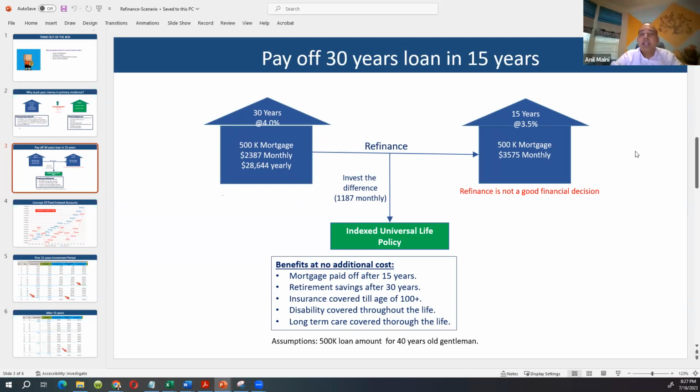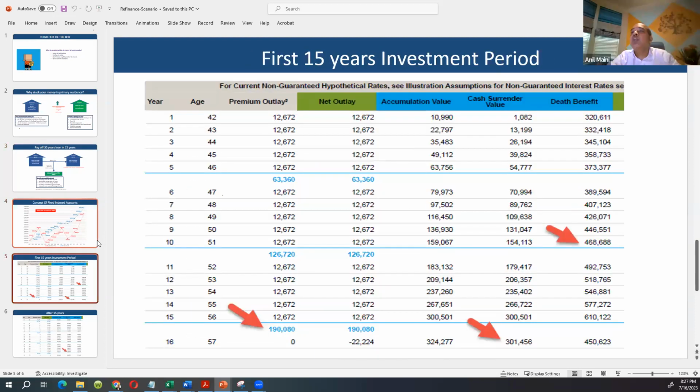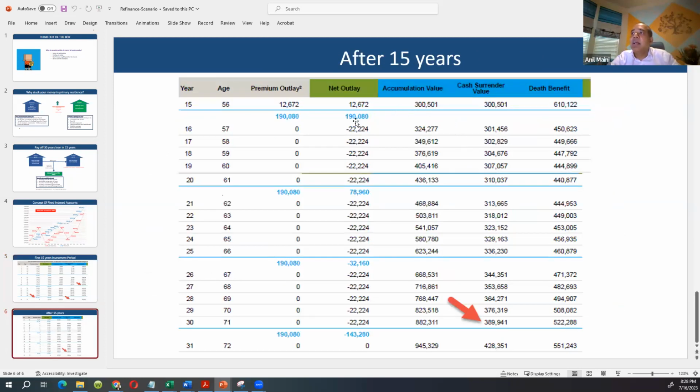Okay. All right. Any other question? Can you explain the last row for the age 72 on that sheet? Oh yeah, sure. The illustration that we will run right now will show you that a 42-year-old gentleman started putting the difference into IUL. Their cash value continued to grow and accumulate. You all understand IUL, how it works. And from the 16th year till the 30th year, they took out money for their mortgage and started paying the mortgage from their IUL.